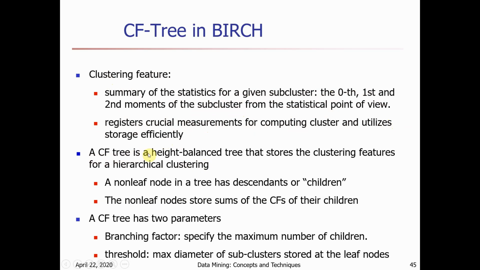A CF tree is a height balanced tree that stores the clustering features for hierarchical clustering. A non-leaf node in a tree has descendants or children. The non-leaf node stores the sum of the CFs of their children. A CF tree has two parameters: branching factor and threshold. So what is branching factor? It specifies the maximum number of children. What is threshold? The maximum diameter of subclusters stored at the leaf nodes.